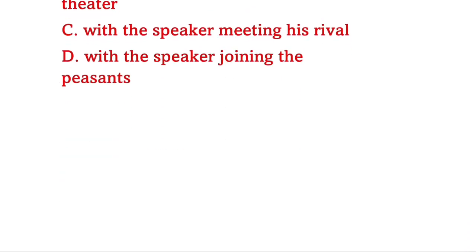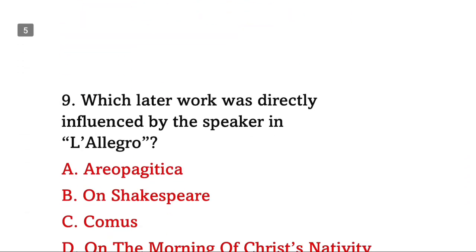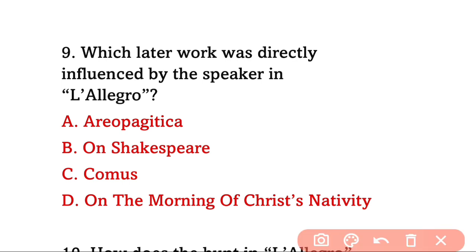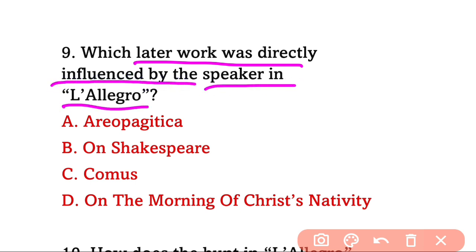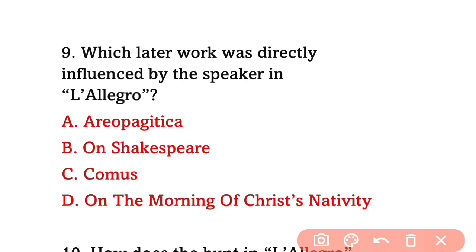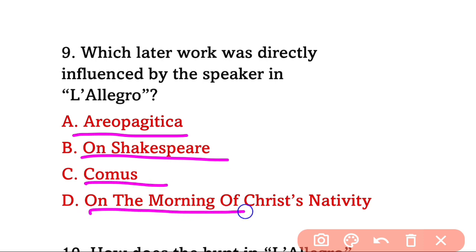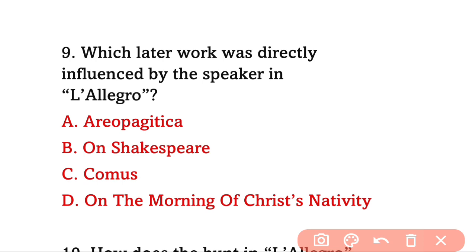Next question, question number 9. Which work was directly influenced by the speaker in L'Allegro? What will be the answer? Areopagitica, On Shakespeare, Comus, or On the Morning of Christ's Nativity. The answer will be Comus. Option C is correct.